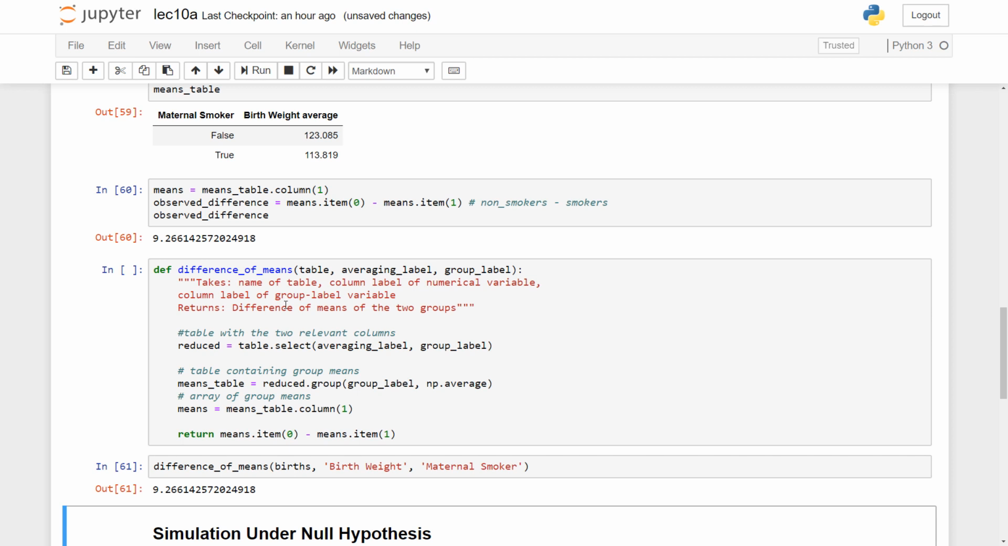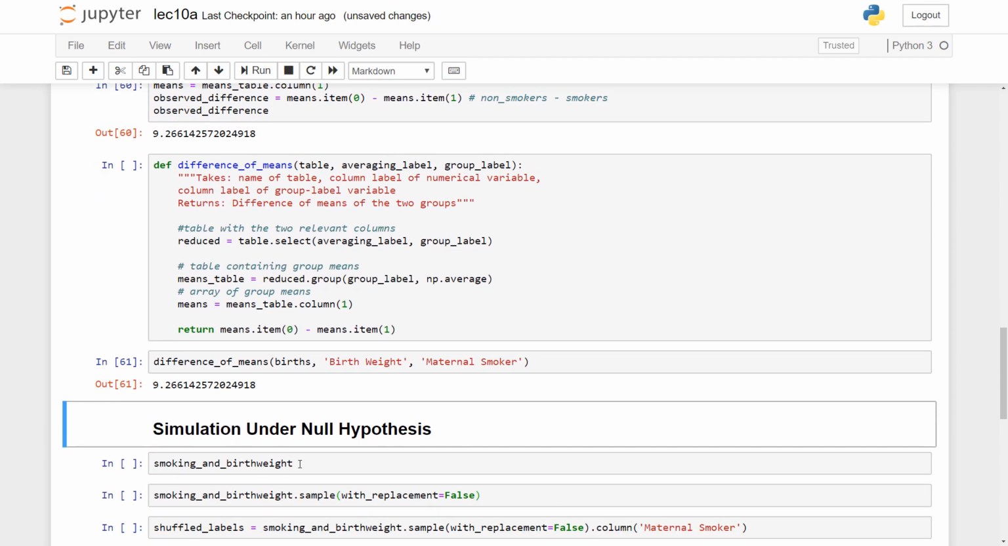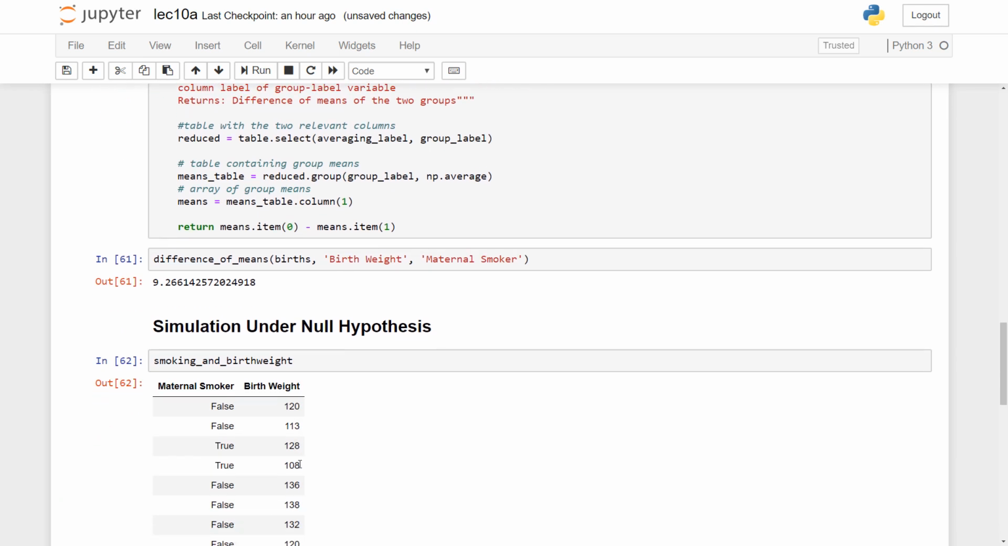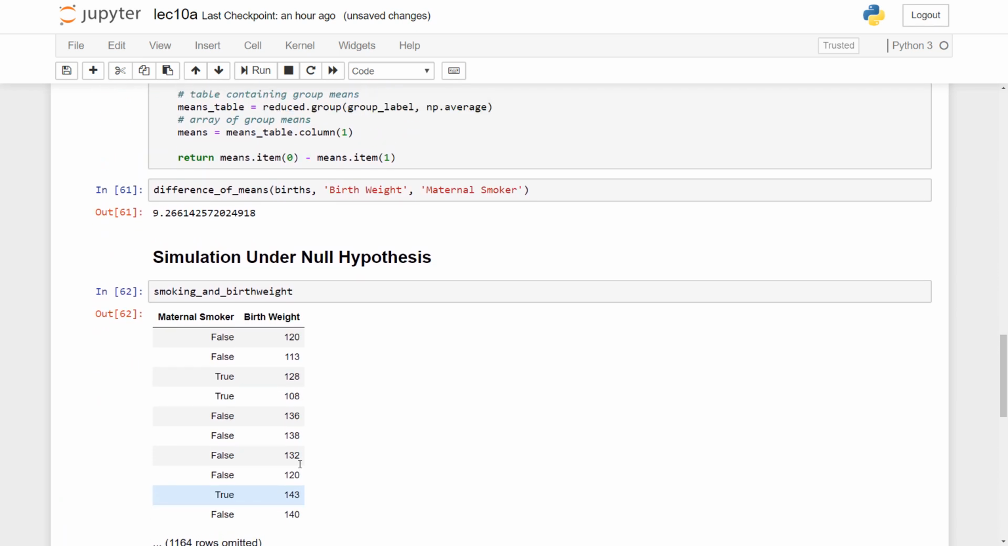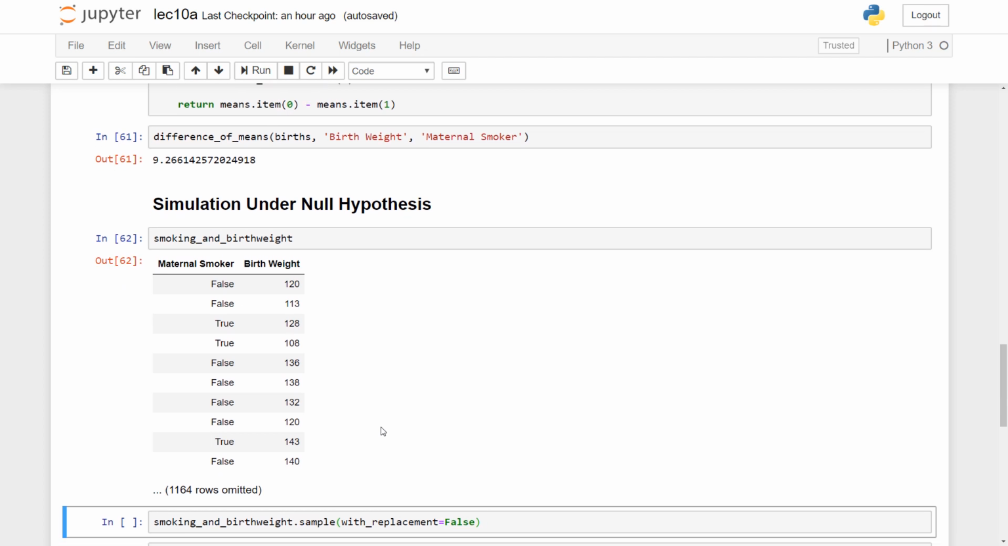Now let's start thinking about the simulation. Just to recall, these are the two columns that we want to play with, and the simulation now needs to do the sampling. We said that we can do the sampling by either shuffling the weights or shuffling the smoking label. In this specific code, we will just shuffle the smoking labels.